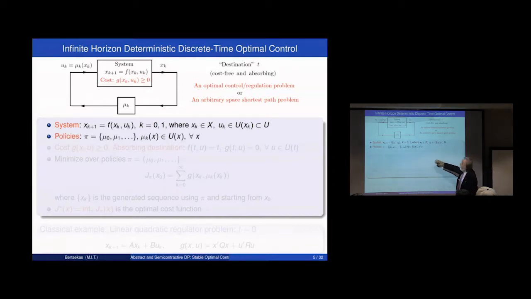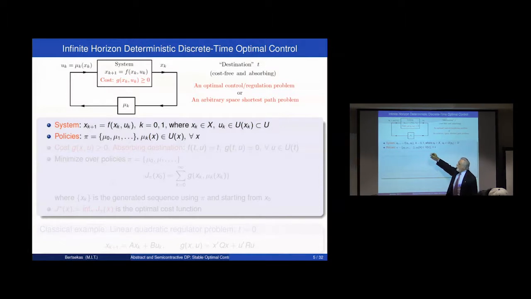We're interested in policies, which are feedback control functions, a sequence of these mu's. They take the current state, which is observed with certainty, and map it into a control. We want to look at policies, sequences of functions like this. We want to look at non-stationary sequences for theoretical reasons, and we want to optimize over those.